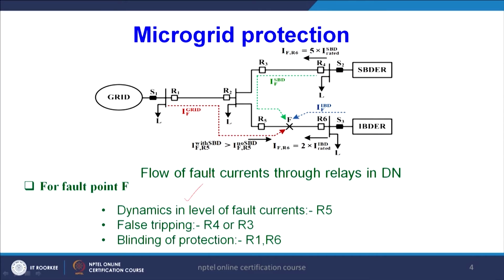And the major issues I want to revise here. The first point is dynamics in the level of fault current, and the second one is fault masking and blinding of protection. Talking about the dynamics, let us say we have different types of renewable sources, like inverter based DGs such as solar, and also small hydropower plants where we use synchronous based machines. In that case, if a fault is incepted, depending on the type of renewable source, the fault current level will differ.